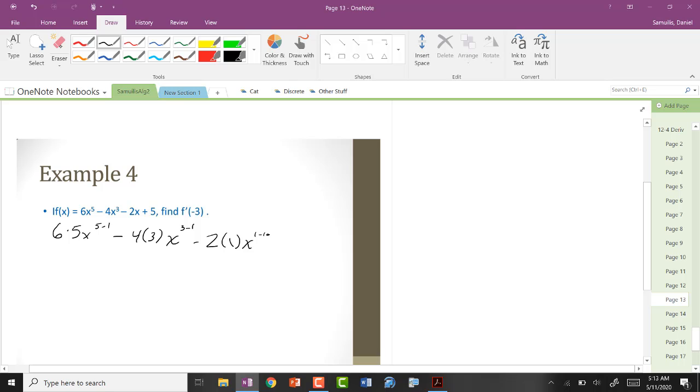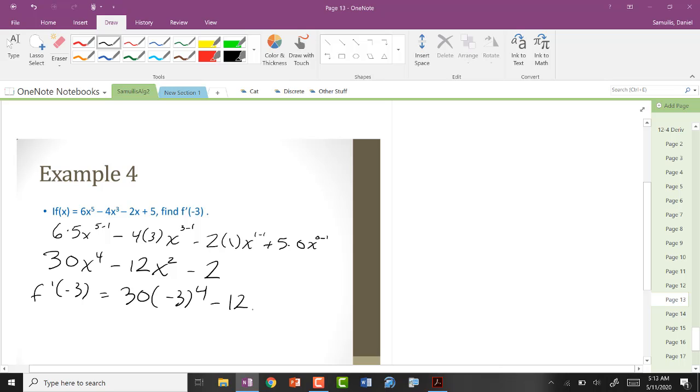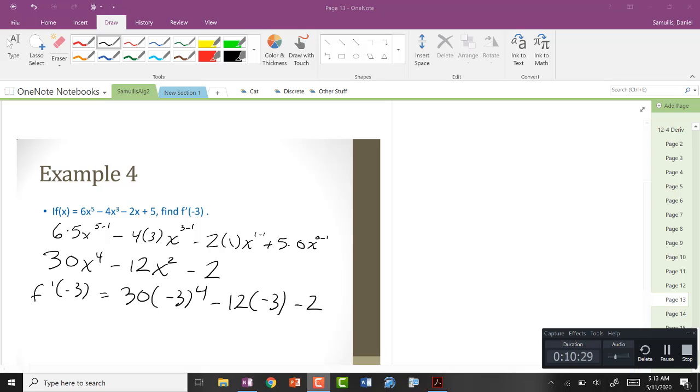Whoops, I put 10 in there for some reason. 1 minus 1, plus 5 times 0 times x to the 0 minus 1. So I end up with 30x to the 4th minus 12x squared minus 2. And that 0 is there. So there's the derivative. And then I'm going to find the derivative at negative 3. So now I can just plug in negative 3 into this to find that slope at negative 3. All right, I'm going to pause it so I can calculate that.